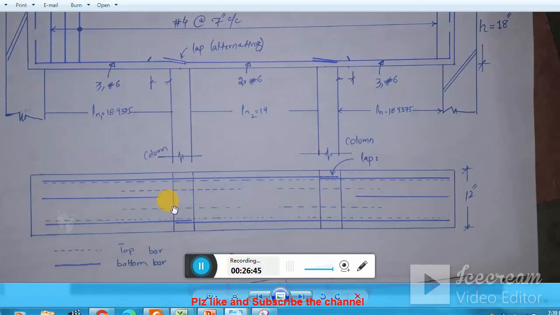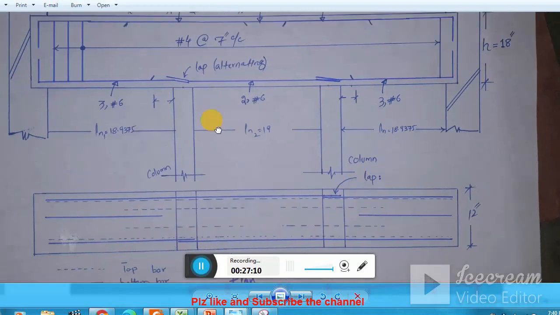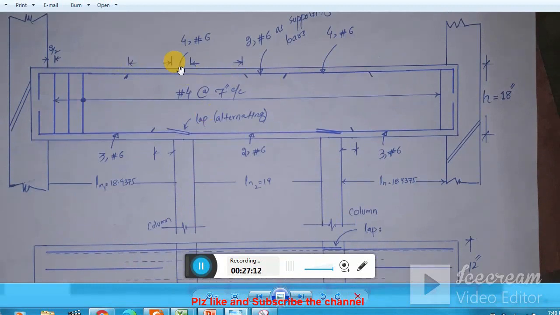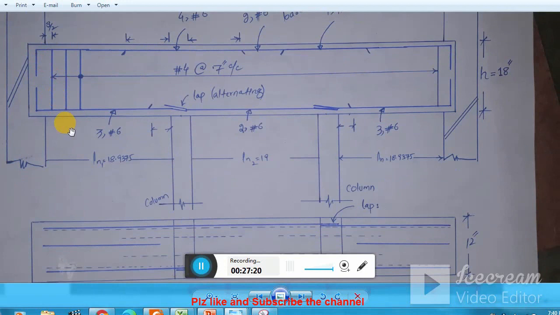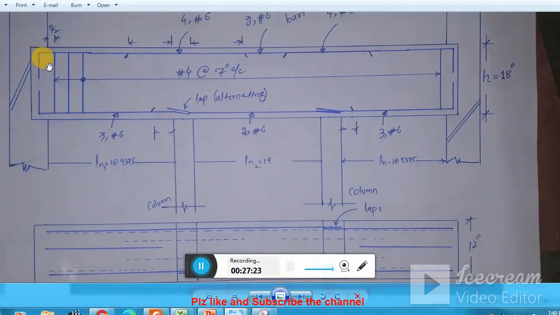Clear? And similarly here, but here we need 2 number 6 bars, so that's why you see 2 number 6 bar. You see the lapping, this is interesting and important. One bar is lapped here, the other bar is lapped here. So this is the way we alternate the bars. The dotted lines are extra bars provided for the negative moment here, and this length is L by 3 and L by 3, remember. And yes, their moment is basically 0, so therefore I do not provide extra bars here.